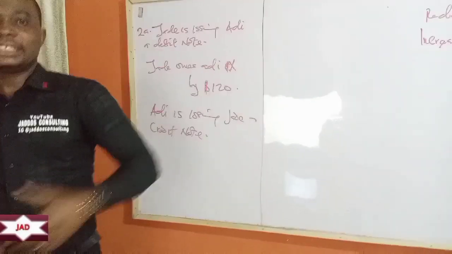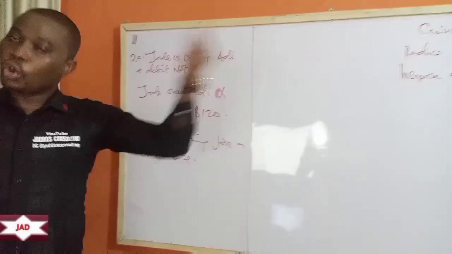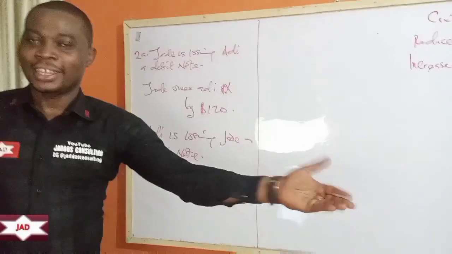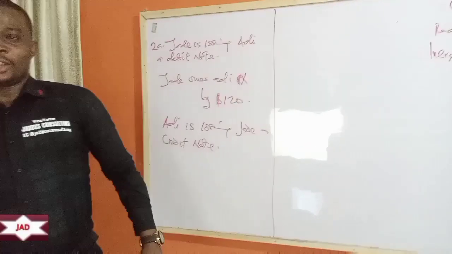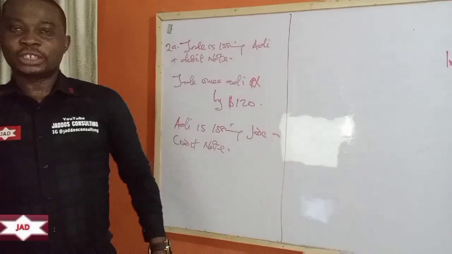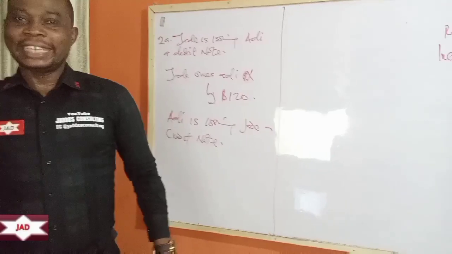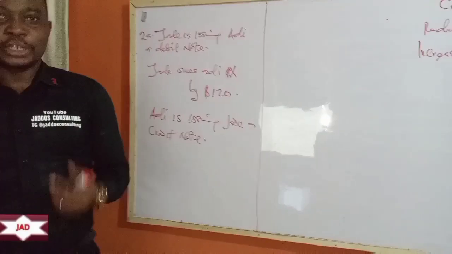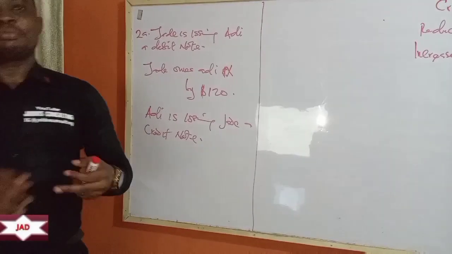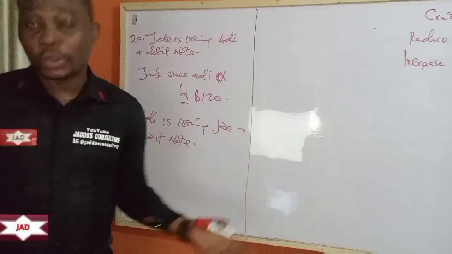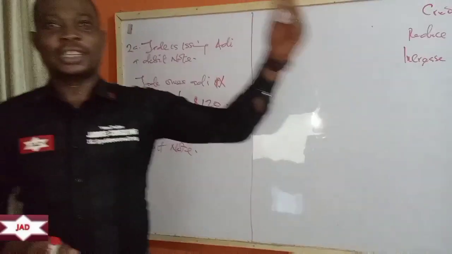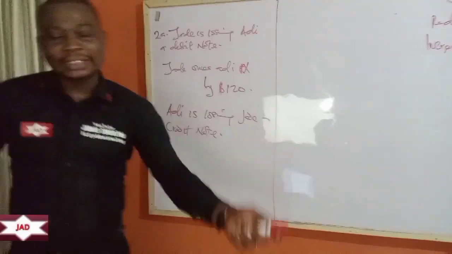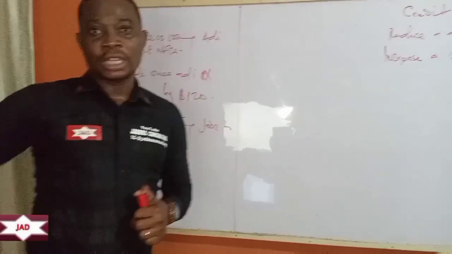So that means that in Jade's book, what Jade is owing Adi should reduce, and in Adi's book, what Adi is holding against Jade as a debt should also reduce. So there could be an overcharge, and overcharge can come as a result of returns. When the client is returning goods, the vendor is expected to credit the client from his book.